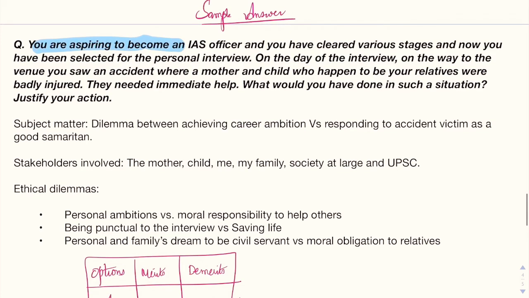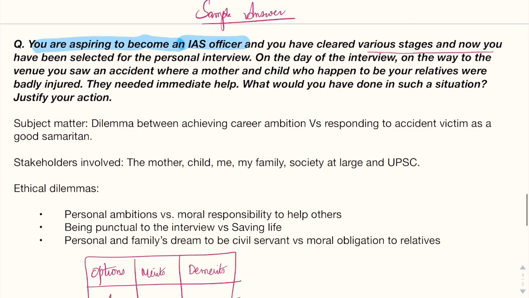There was a question that was asked in recent years where you are someone who is aspiring to become an IAS officer, and you have cleared various stages of the examination and you have been selected for the interview. While on your way, you meet your relatives who are bleeding on the road as they met with an accident. Now you face a dilemma whether to go for the interview or just be there helping the victims.